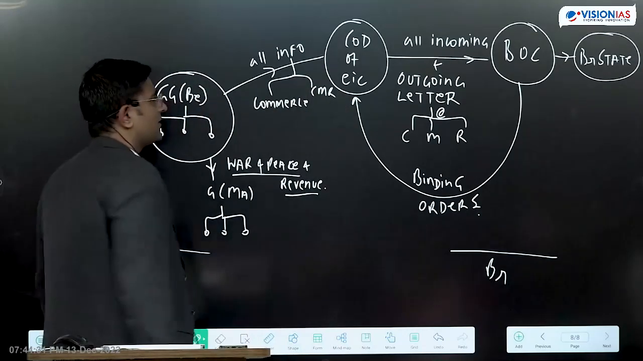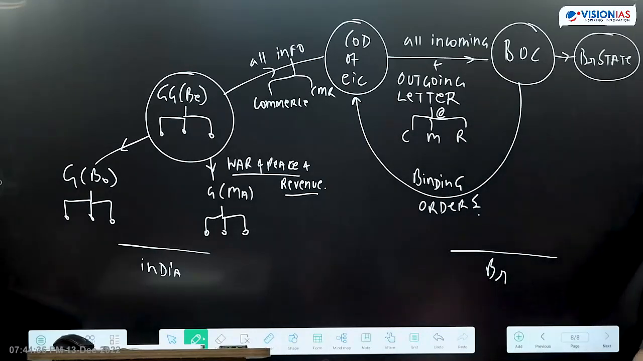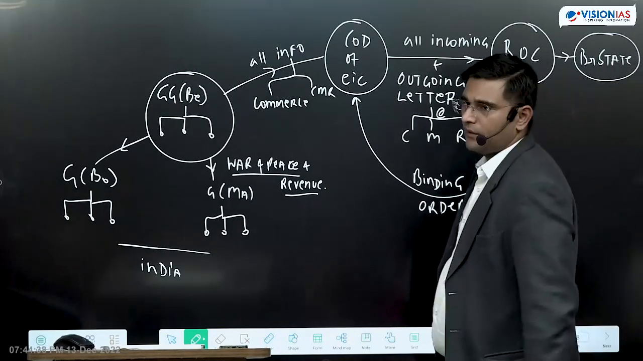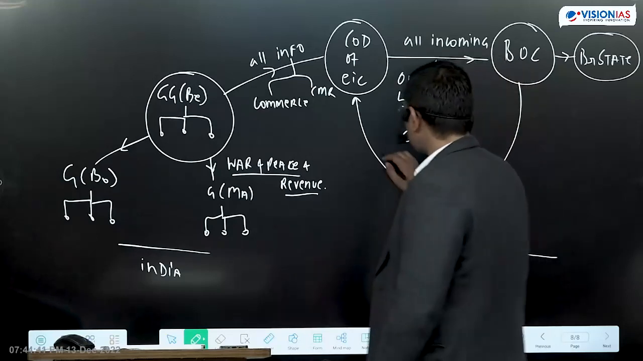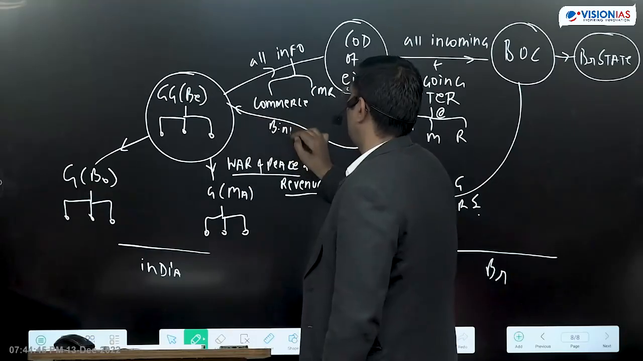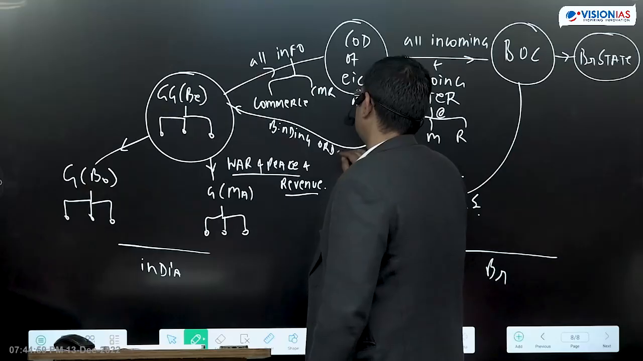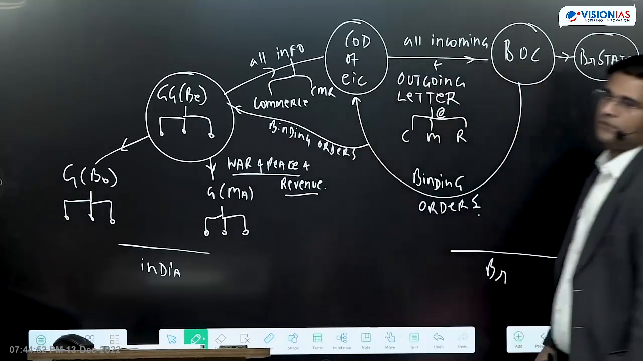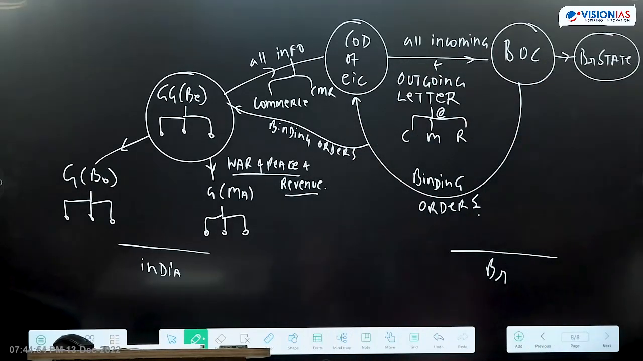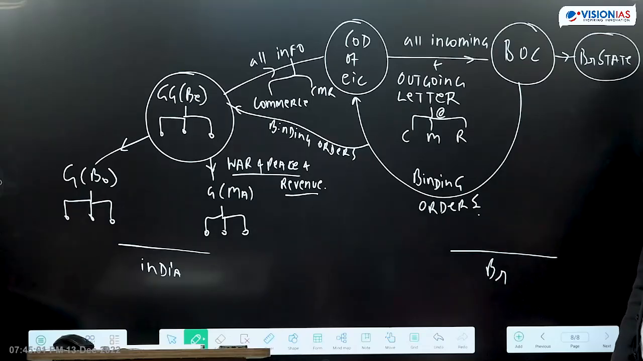You'll send information to COD. COD will send all incoming and outgoing letters to the Board of Control. And Board of Control can pass binding orders to the COD, but it also can pass binding orders directly to GG Bengal. Board of Control can pass an order directly to GG Bengal as well. So this is how the system of control is set up.